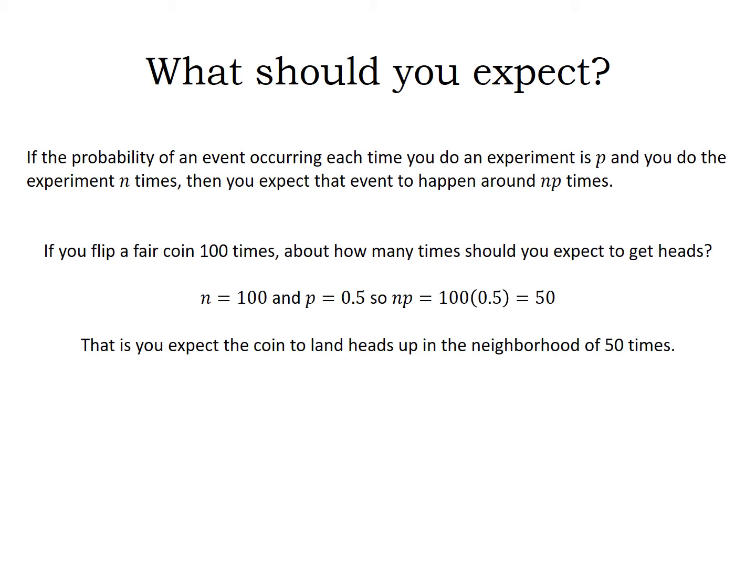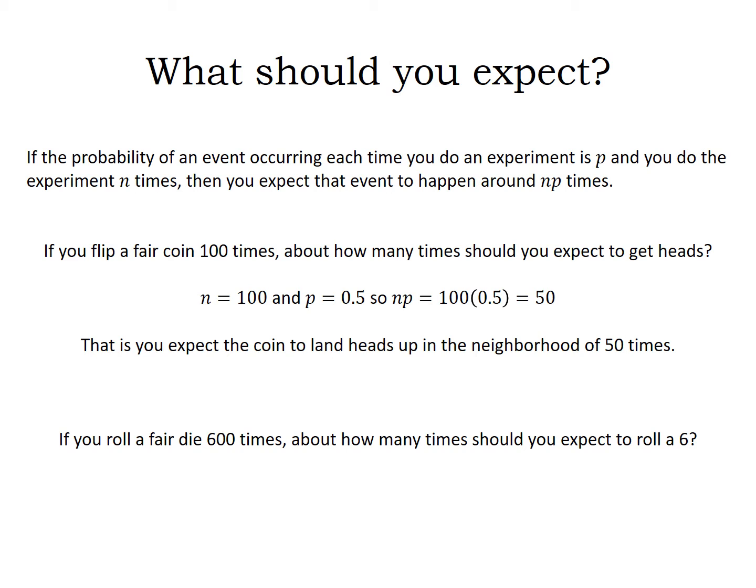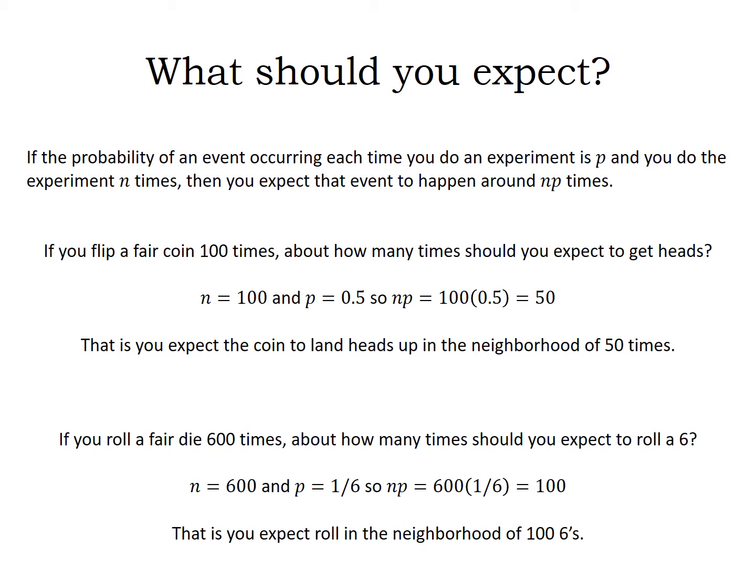Now, looking at a second example, what if we roll a fair die 600 times? Roughly how many sixes should we expect out of those 600? N is 600, P is 1/6, so we would expect roughly 1/6 of those 600, so 600 times 1/6, N times P, about 100 sixes. So we roll the die 600 times, sometimes it is a 6, sometimes it's not. We would expect somewhere around 100 sixes and around 500 other numbers.